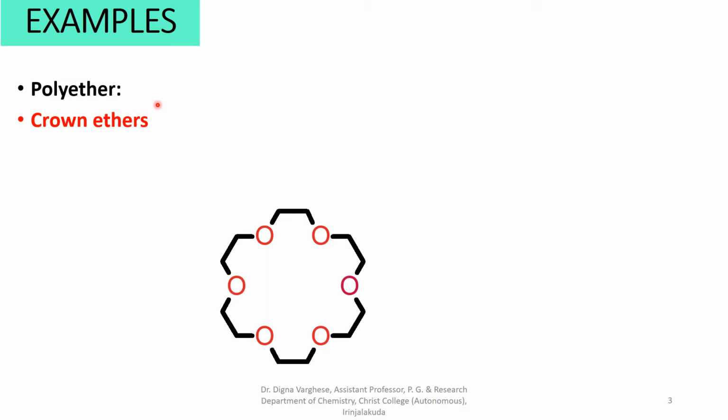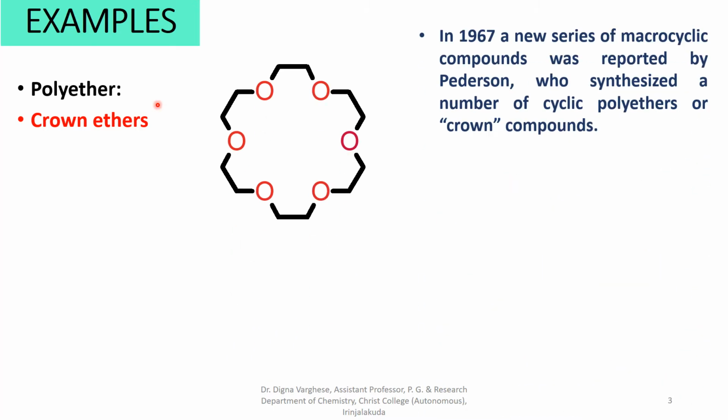Examples of macrocyclic ligand: polyether. Crown ethers are the major one under this category. In 1967, a new series of macrocyclic compounds was reported by Pedersen, who synthesized a number of cyclic polyethers or crown compounds.